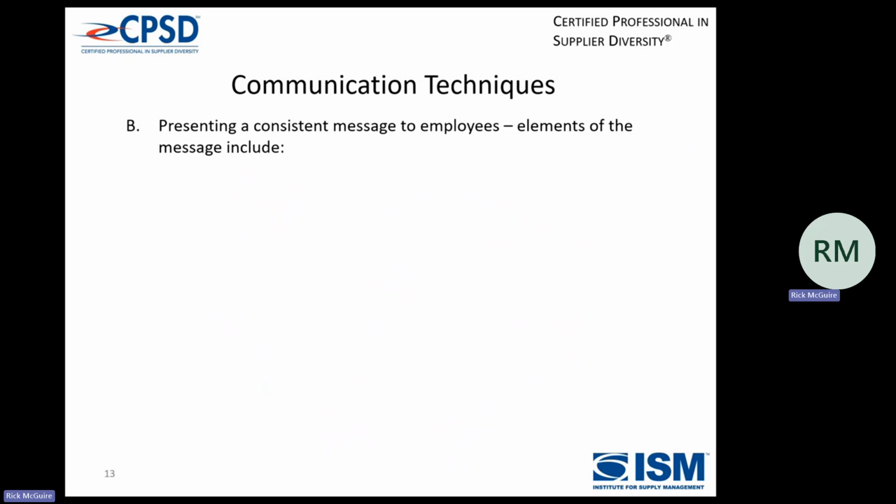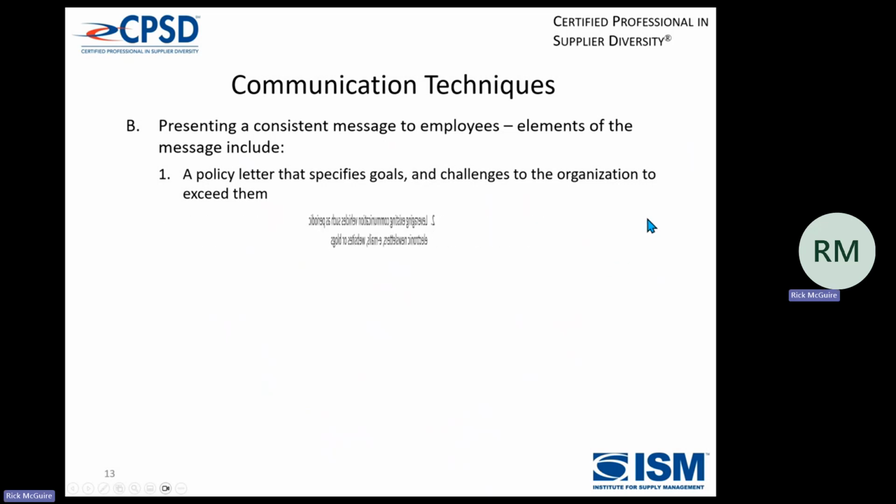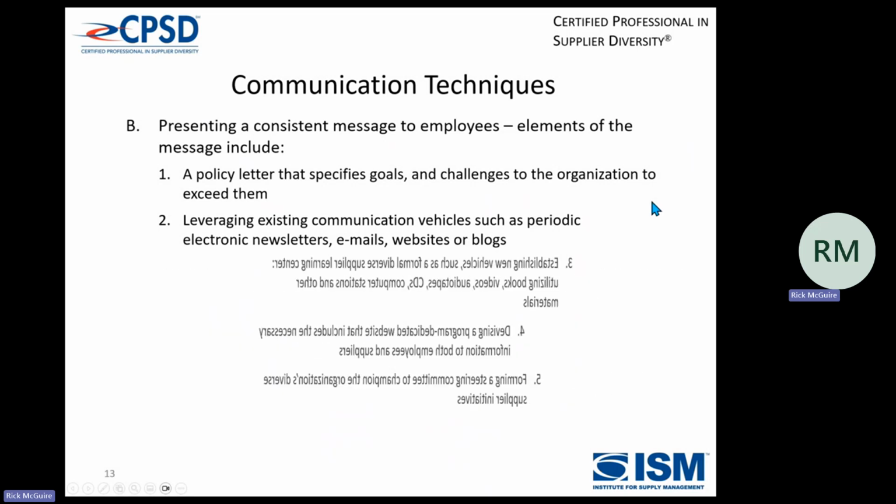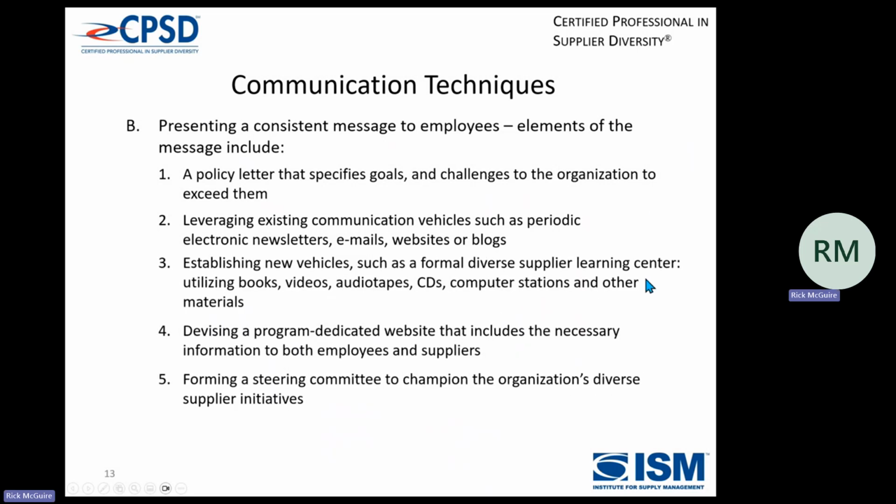Communication techniques. Presenting a consistent message to employees includes things like a policy letter from top management. Leverage existing communication vehicles such as periodic electronic newsletters, emails, websites, blogs, etc. Establish new vehicles such as a formal diverse supplier learning center, utilizing books, videos, audio tapes, devising a program-dedicated website with necessary information, and forming a steering committee.